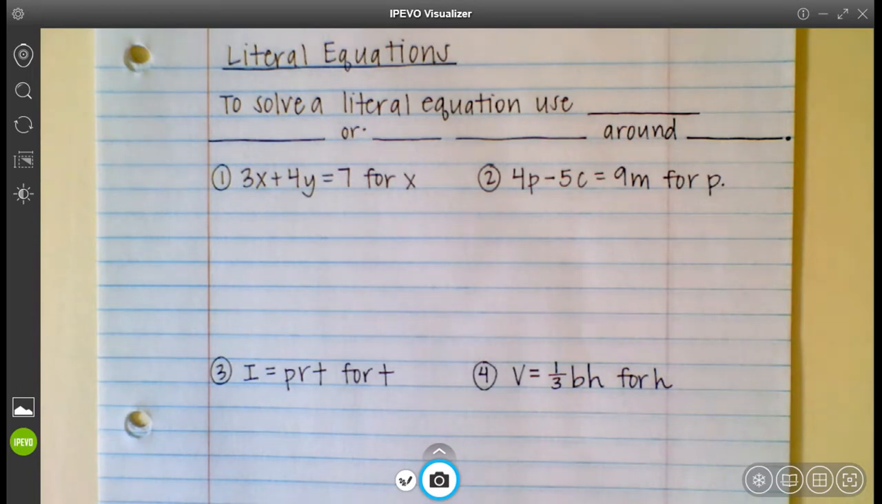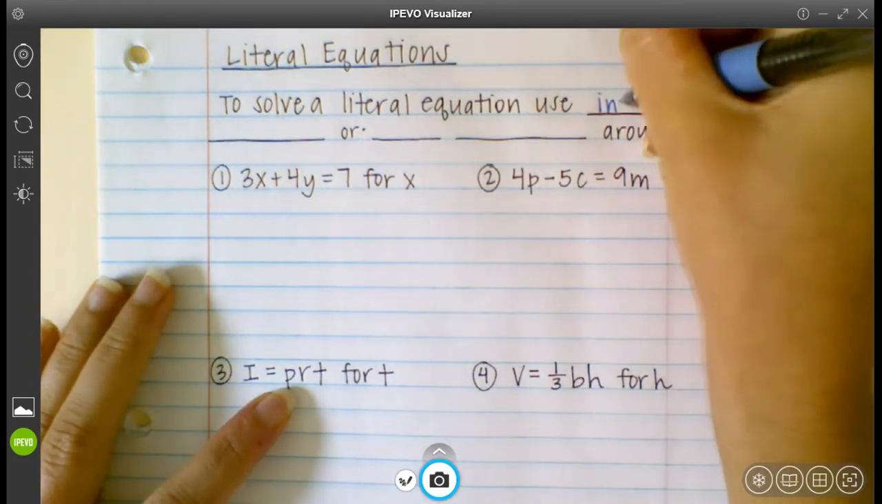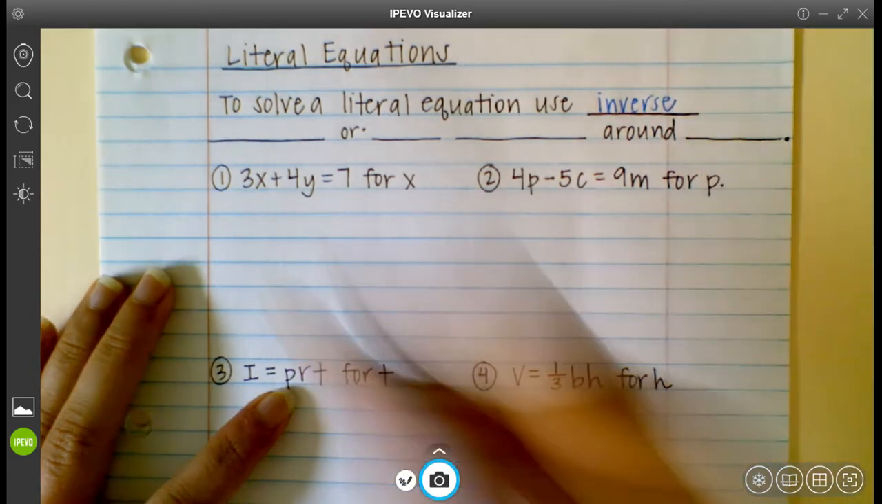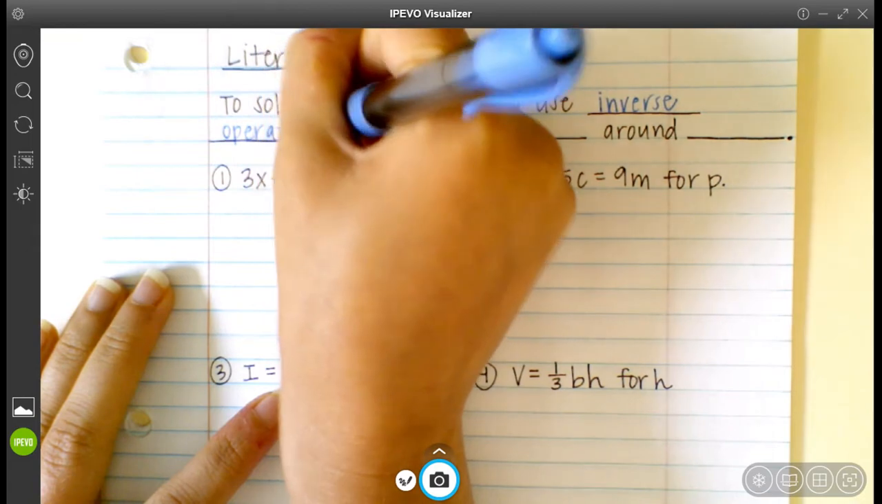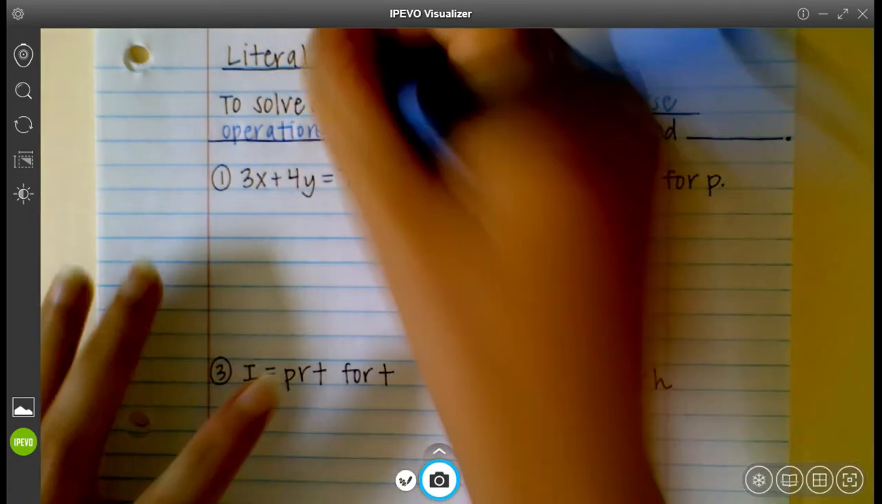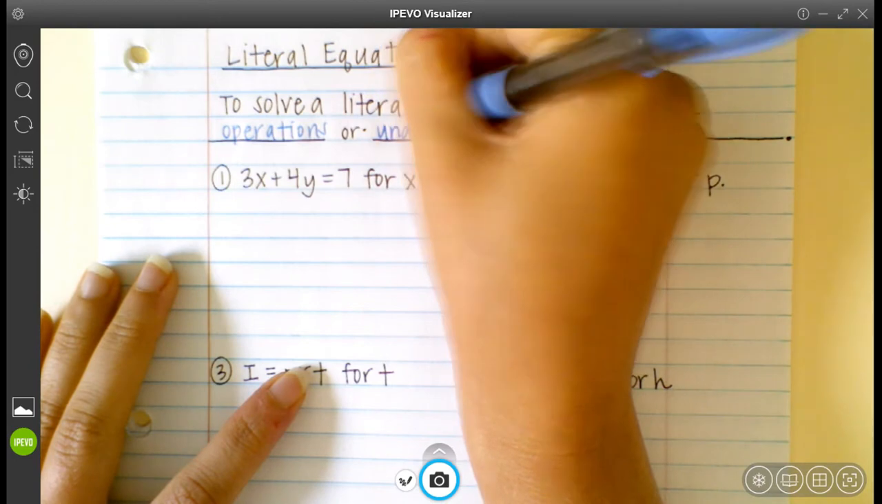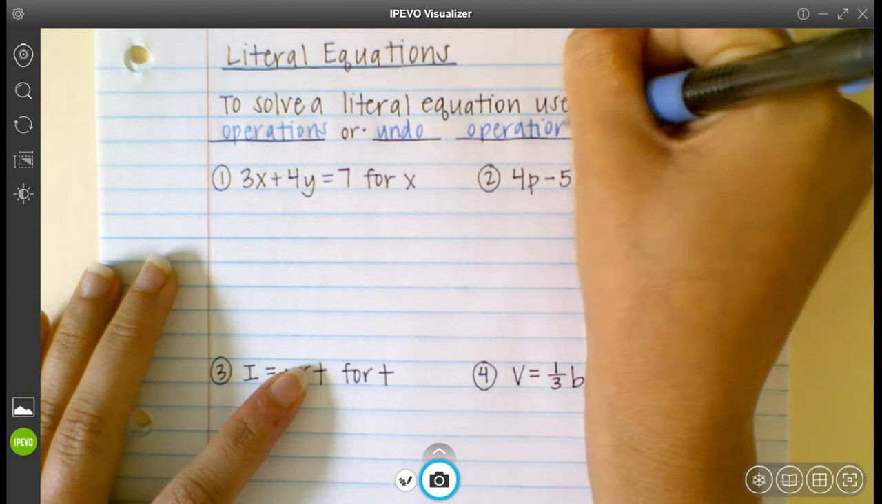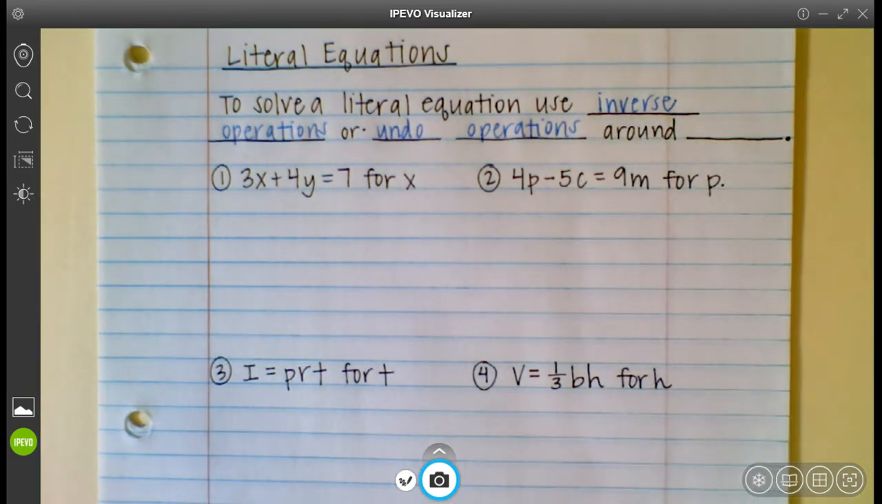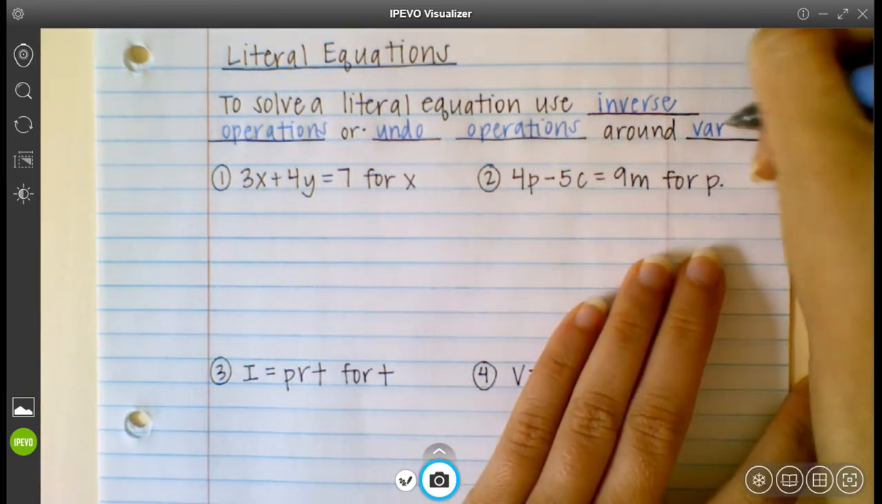And so, to kickstart, we first want to know how to solve them. To solve a literal equation, we are going to use inverse operations, or we can say that we are undoing the operations around our variable that we are looking for.